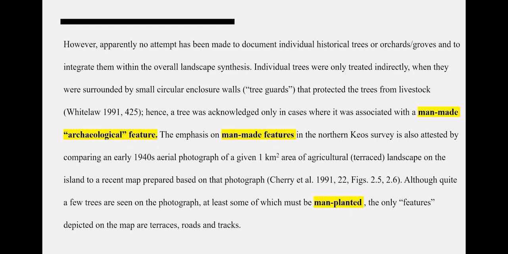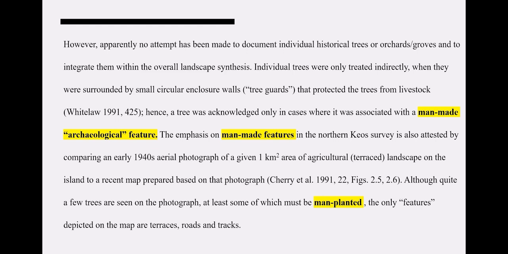You can change man-made to manufactured. Actually, with manufactured, if you check the source, the man there comes from the word hand and not from the word man. And of course, man-planted I just changed to planted, taking off the man, because if a tree is planted, it didn't grow naturally. So although quite a few trees are seen on the photograph, at least some of them must be planted, not man-planted. The thing is that when I checked other articles in this particular journal, some of them do use man-planted and man-made, so not everybody is so sensitive to it.